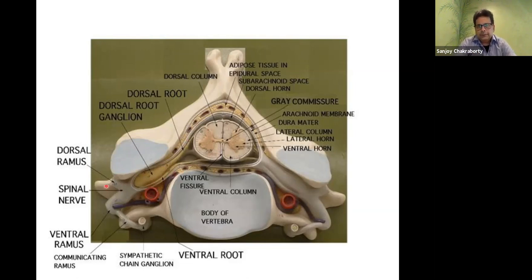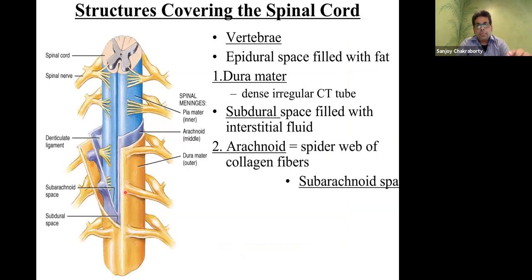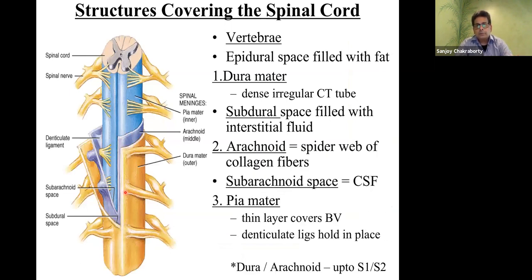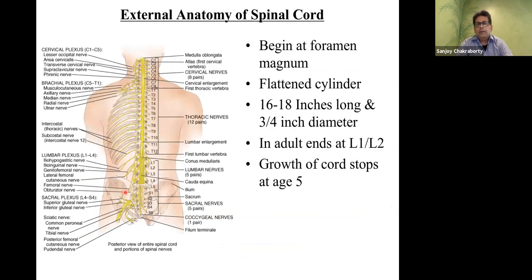And then finally, these are the spinal nerves. So the question is, how many spinal nerves are there? There are 31 pairs of spinal nerves. From here to here, there are 31 pairs of spinal nerves. This is important to understand.